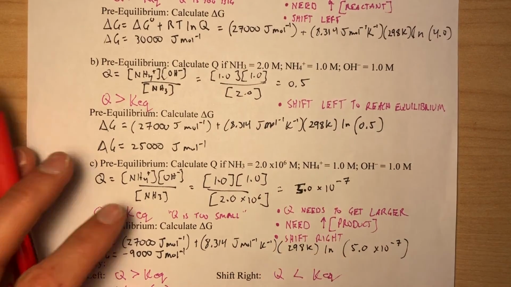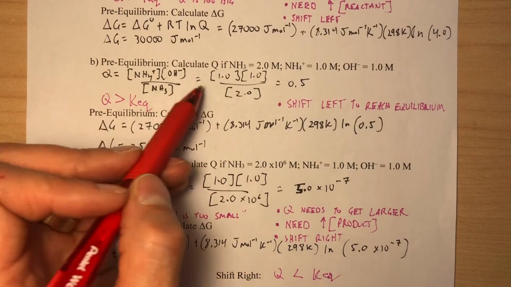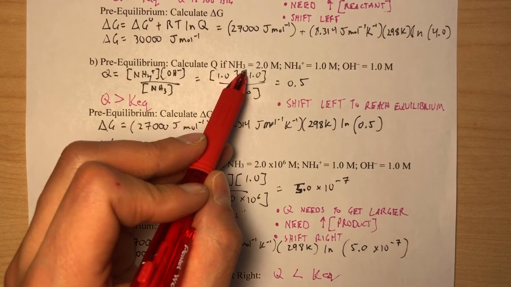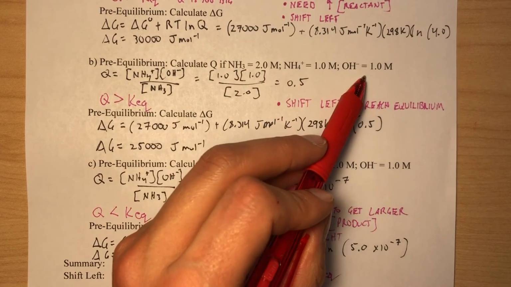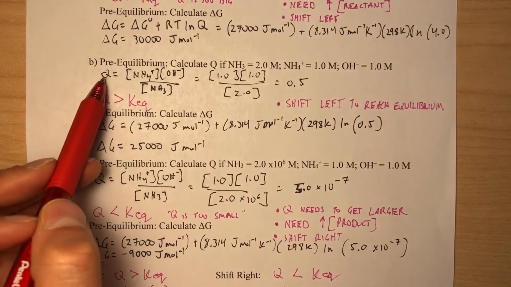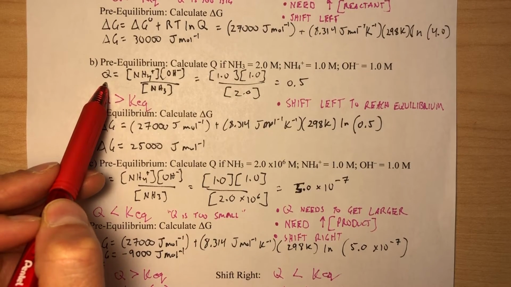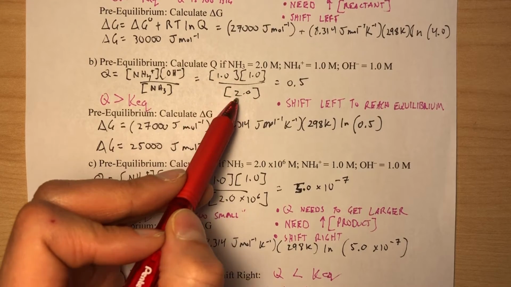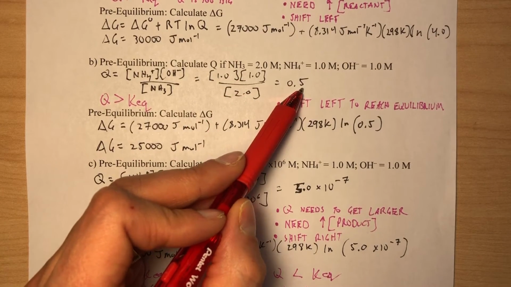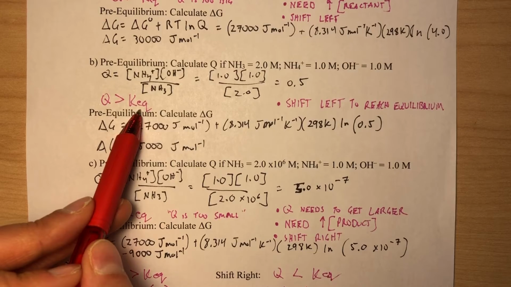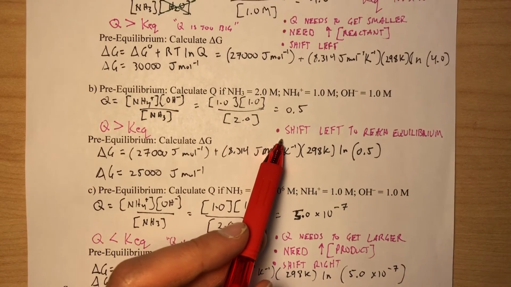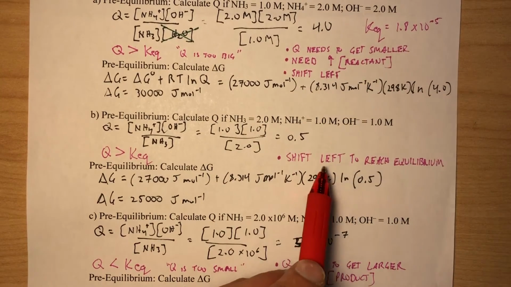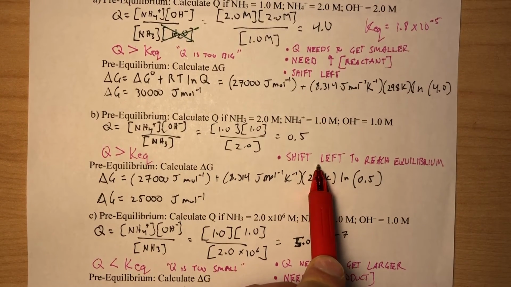In part B, we see another pre-equilibrium situation. This time we're going to calculate Q if ammonia is equal to 2 molar, ammonium is equal to 1 molar, and hydroxide is equal to 1 molar. We write our Q equation as the concentration of products over reactants, so we substitute the values in. So 1 times 1 divided by 2, our Q is equal to 0.5. Q is still larger than K. This is a similar situation. Q is 0.5, K is 1.8 times 10 to the negative 8, so we still need to shift left to reach equilibrium.